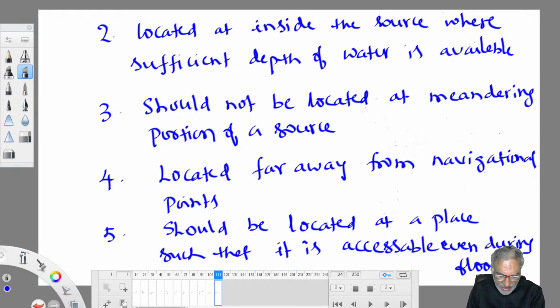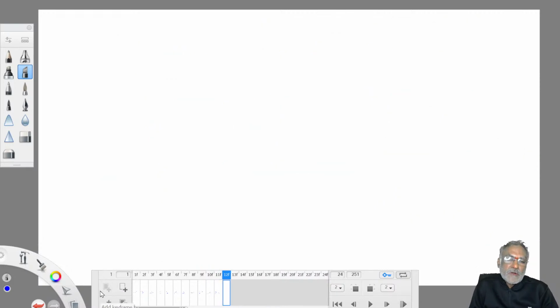So keep them in your mind, and if at all they ask any questions, you answer them. Multiple select questions also they can ask: which among the following points are correct in locating the intake tower? In such a case, you can tick mark whichever is right. Okay, that's all. This is about intakes. Intakes are the means of collecting water from surface water bodies. Clear now?